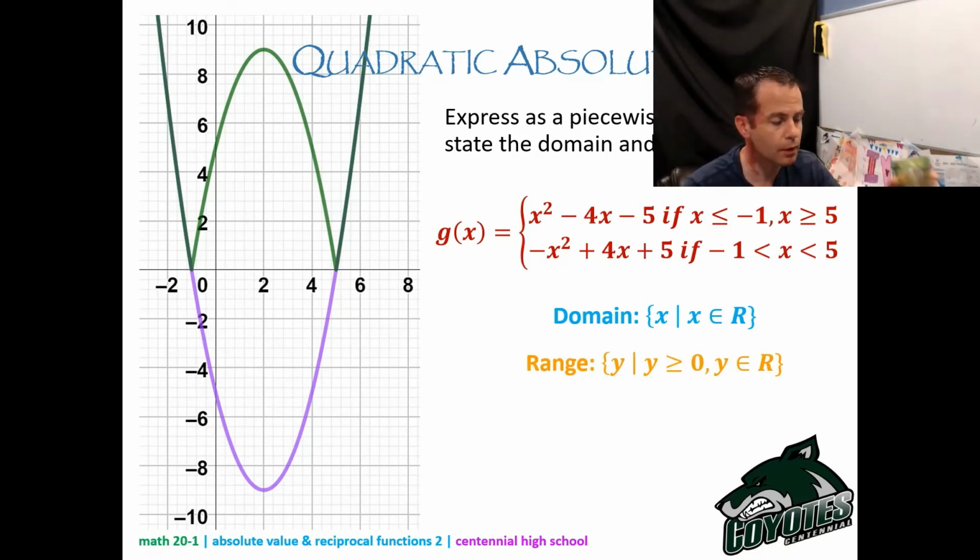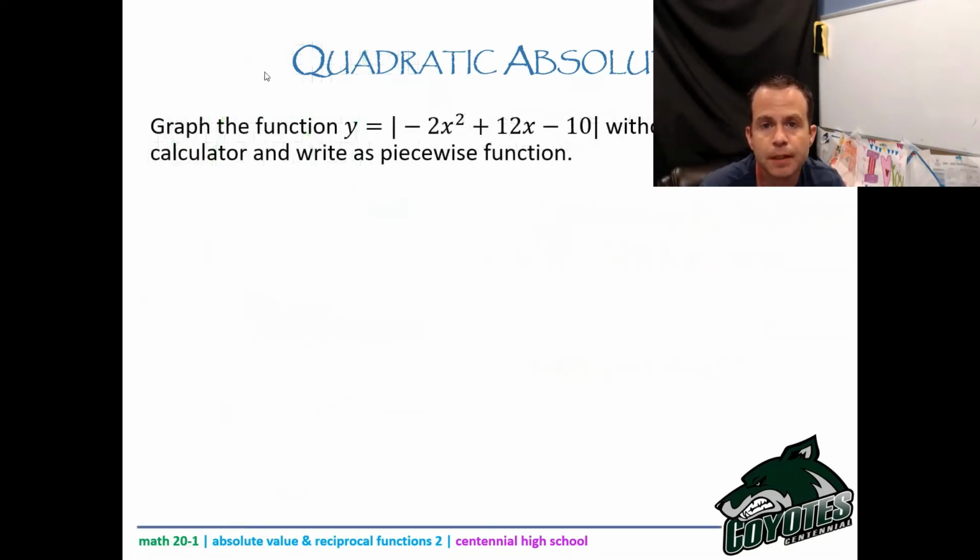Awesome. Let's do it again. Graph the function y equals the absolute value of negative 2x squared plus 12x minus 10 without your calculator and write as a piecewise function. So I'm just going to go through all those steps again. We're going to start by getting the x-intercept.